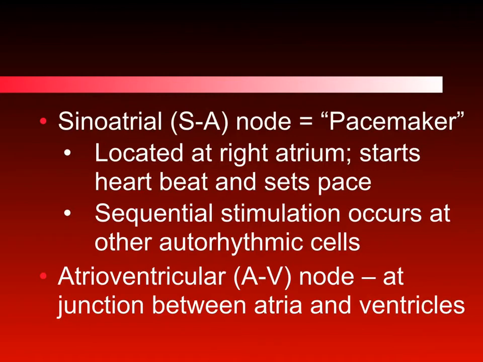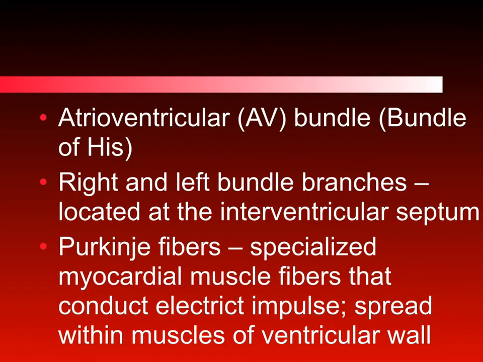From the SA node, the impulse leads into the atrioventricular node, which is at the junction between the atria and the ventricle. Then the network of nerves leads from the AV node into the AV bundle, the atrioventricular bundle, also called the bundle of His, which is located in the right and left bundle branches. The AV node leads between the two ventricles and branches out, and it is located in the interventricular septum, which is the wall separating the ventricles.